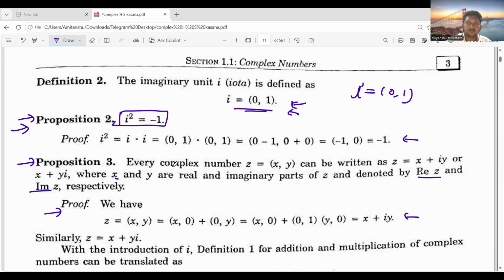Okay, so here are some basic things about your exam. These are the basic portion. I think you cannot read this in your standard textbooks, but here I am able to explain these things because H S Kasana is a very nice book. So try to read and write like this.